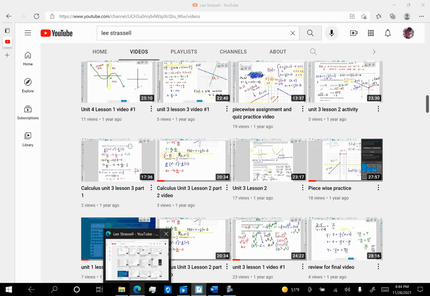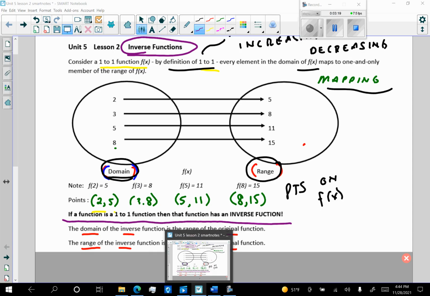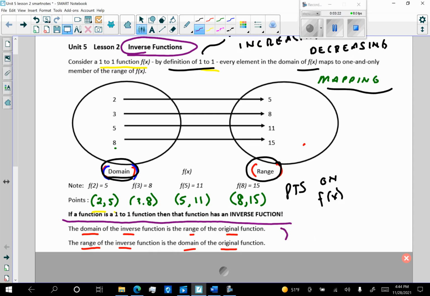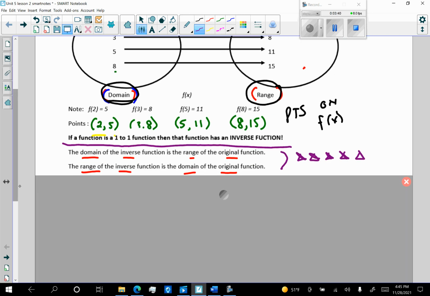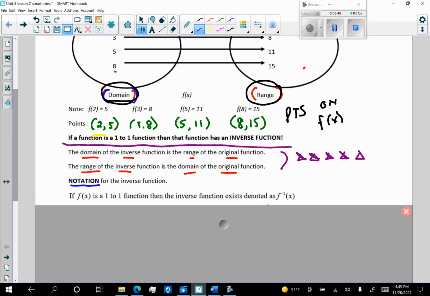This is key. Right here. This is a big key right here. The domain of the inverse function is the range of the original. The range of the inverse is the domain of the original function. I gotta tell you, this is like 5-star information right here. This is the most important property of inverse functions: the domain becomes the range and the range becomes the domain.